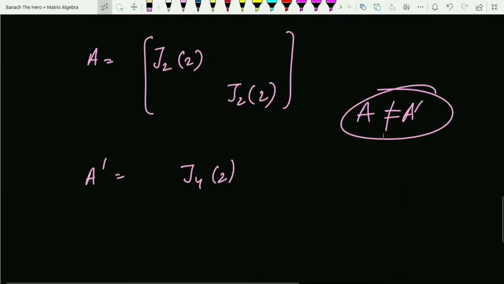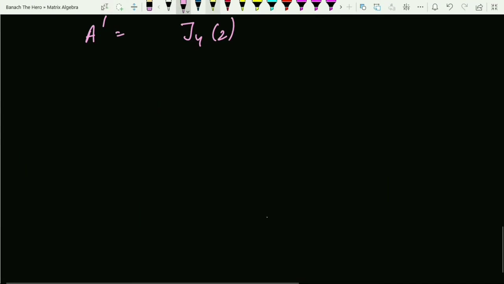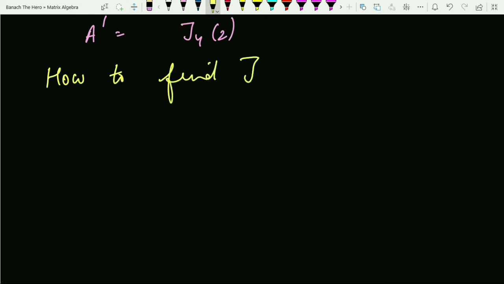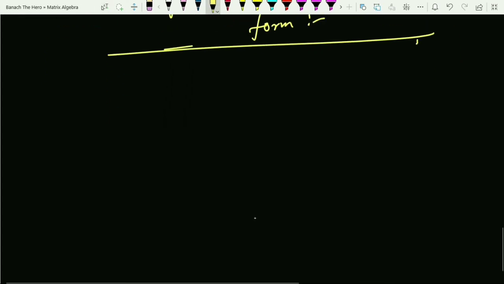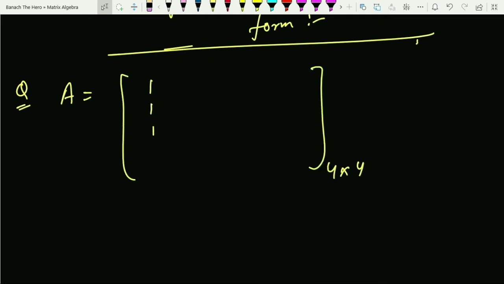Now the main question here is how to find a Jordan canonical form. So that is the question of importance, right? For this, let me consider a very basic example. Let me consider a 4 cross 4 matrix. So a very familiar matrix. If you have watched all my previous videos, I have been using this example many a times. This is a rank 1 matrix, right? So the first step which you have to follow is, firstly you have to calculate the eigenvalues.